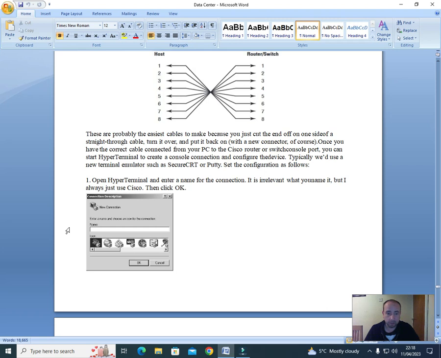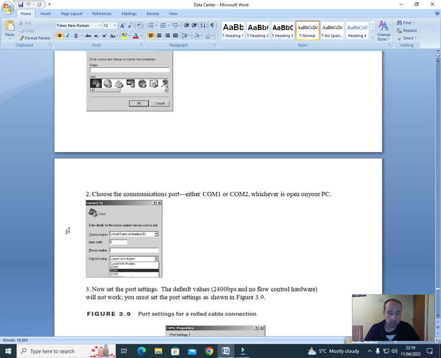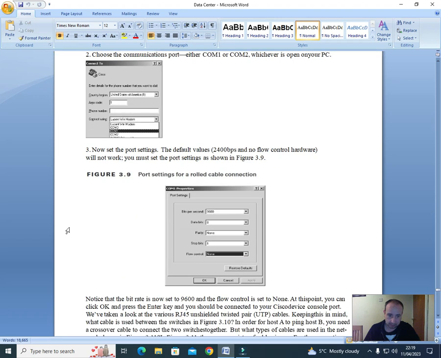Of course, once you have the correct cable connected from your PC to a Cisco router or switch console port, you can start HyperTerminal to create a console connection and configure the device. Typically, we'd use a newer terminal emulator such as SecureCRT or PuTTY. See the configuration as follows: open HyperTerminal and enter a name for the connection. It is irrelevant what your name is, but I always just use Cisco. Then click OK. Choose the communication COM port, either COM 1 or 2, whichever is open on your PC.